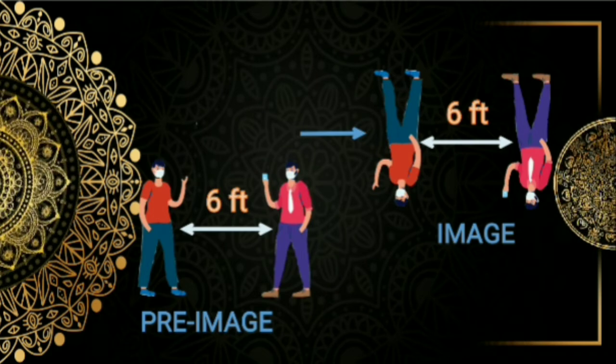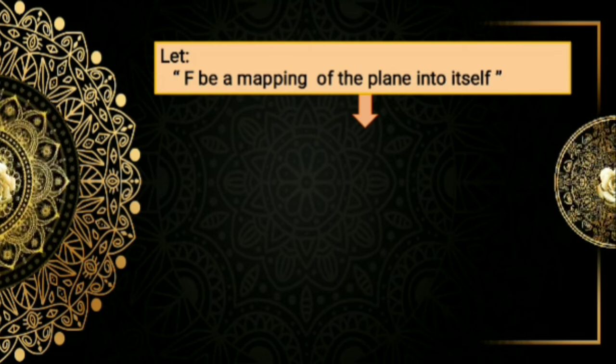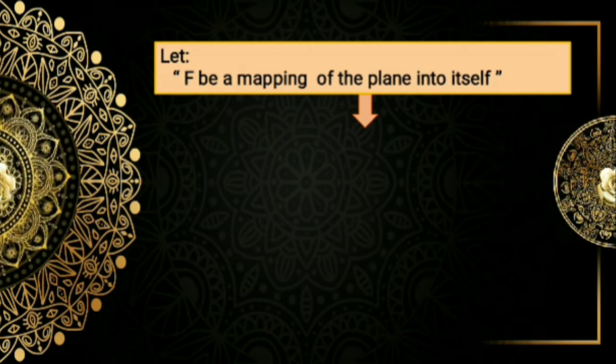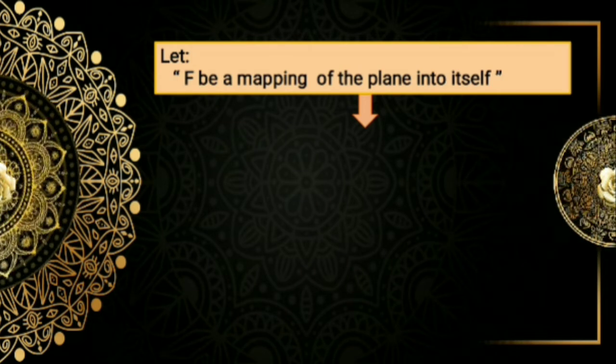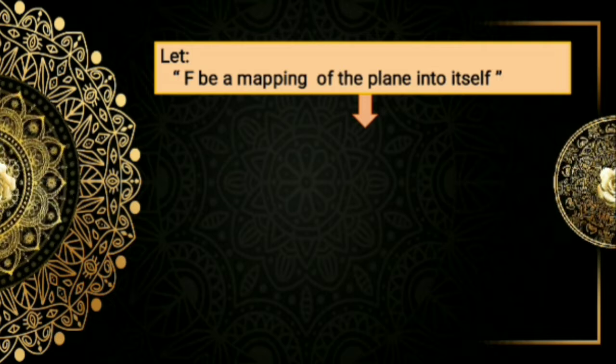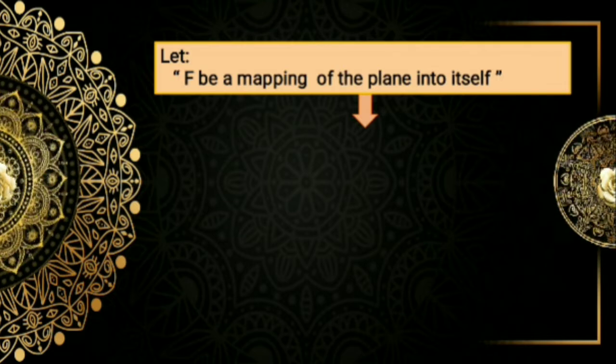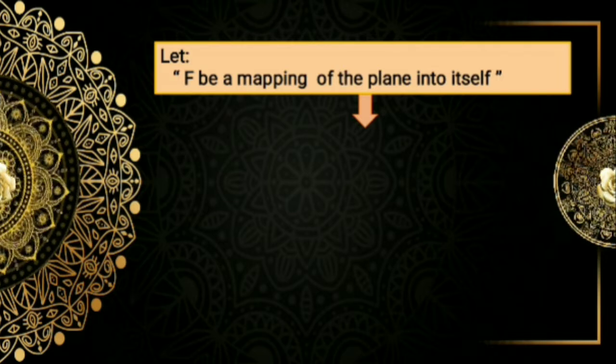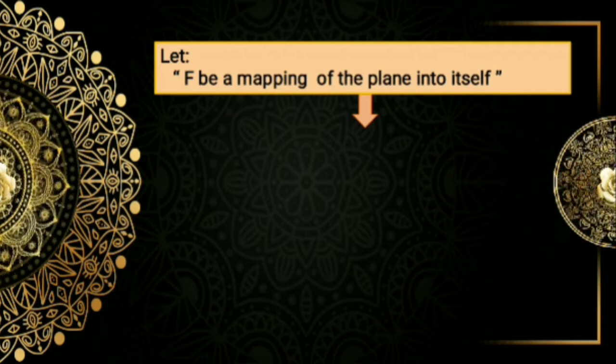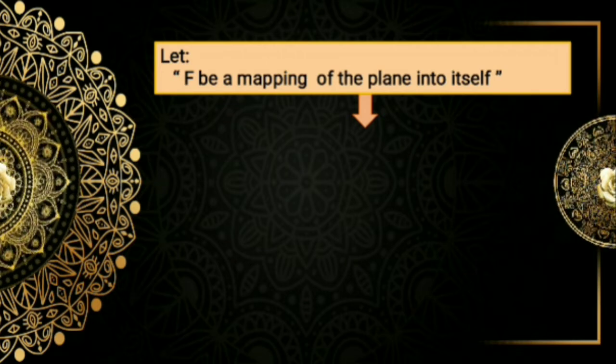image. Another example, we let F be a mapping of the plane into itself. Again, please remember that this time around we are not going from a plane to a line or plane to a cube or anything like that. We are going straight on to the plane itself. Again, we shall be mainly concerned with the isometries of the plane.